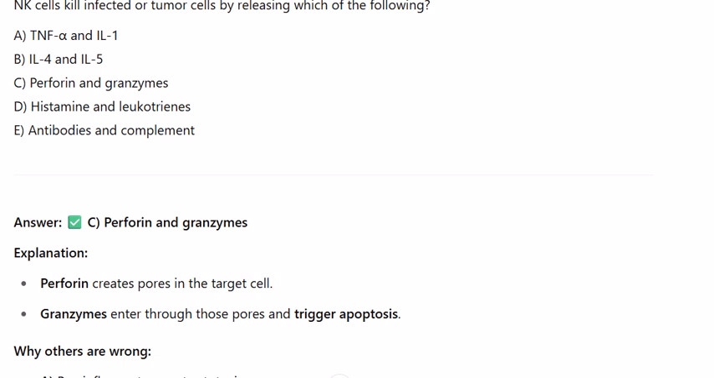Explanation. Perforin creates pores in the target cell. Granzymes enter through those pores and trigger apoptosis. Why others are wrong. A. Pro-inflammatory, not cytotoxic. B. Th2 cytokines. D. Released by mast cells. E. B cells and plasma cells produce antibodies, and the liver produces complement, not NK cells.